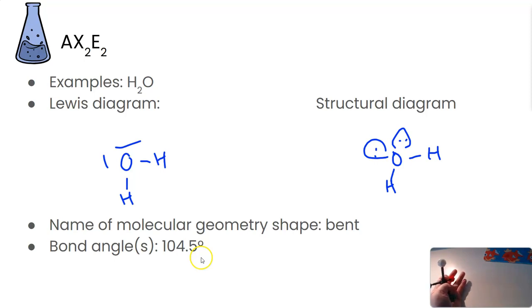So, those are all the possible molecular shapes that you can get up to 4 electron domains. That's the end of this lesson.